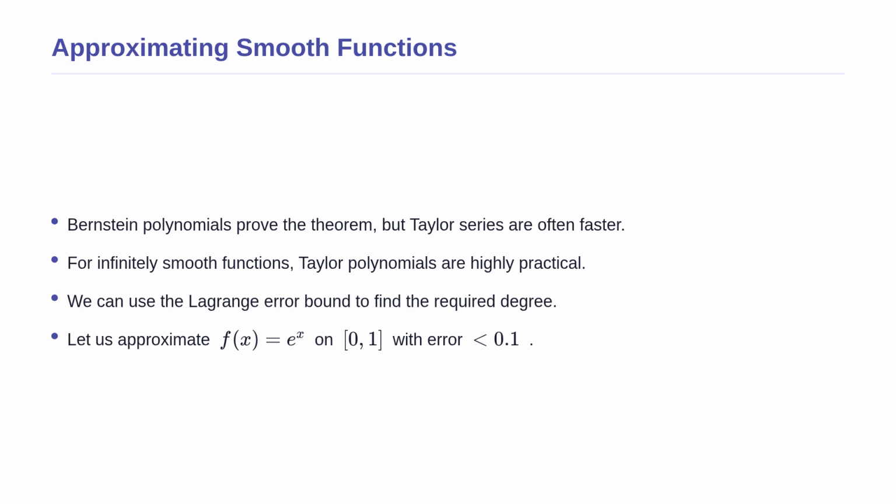To ensure our approximation meets a specific tolerance, we use the Lagrange error bound to determine exactly how many terms we need to keep. Let us see this in action by approximating the exponential curve on the interval 0 to 1, keeping the error strictly below 0.1.